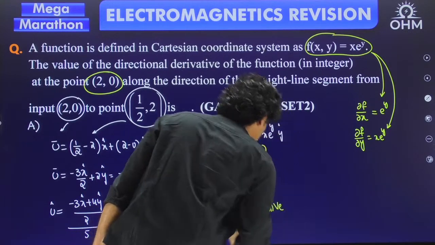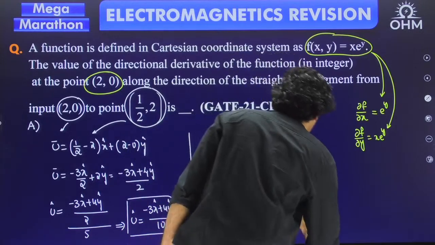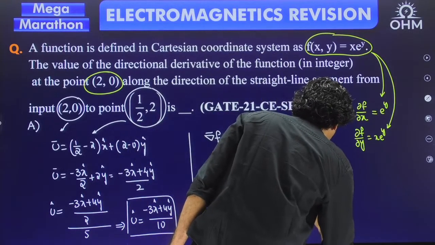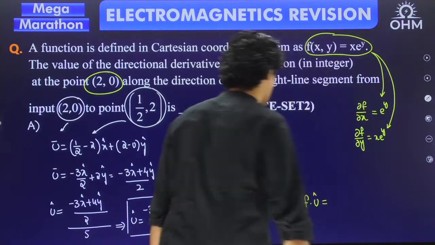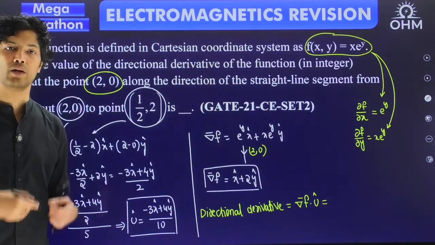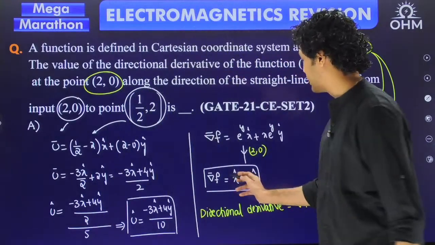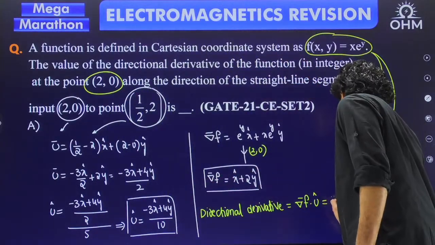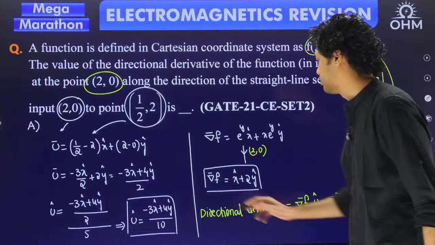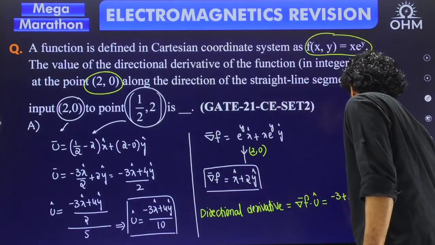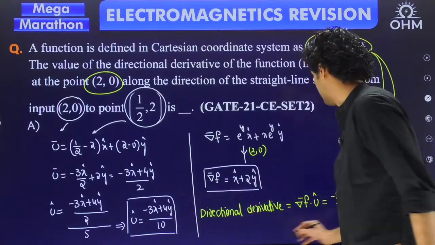Directional derivative becomes how much right now? This is the gradient of the function dot u cap, not u bar, u cap. So every time you have to calculate u cap first and then proceed with the problem. If you take the dot product, you get minus 3 into 1, which is minus 3, plus 4 into 2 is 8, divided by 10.